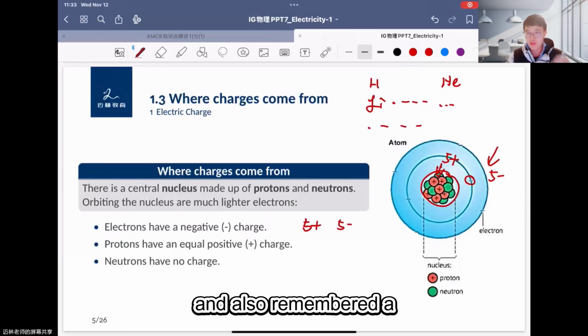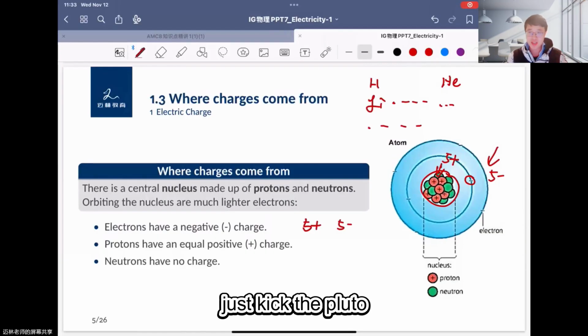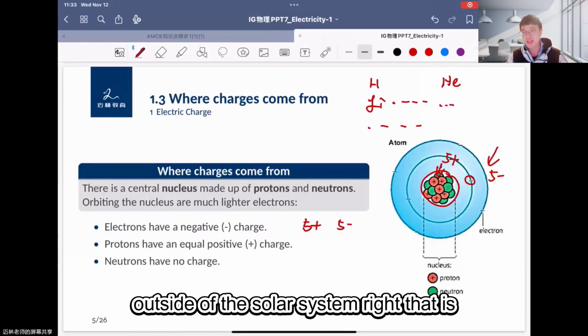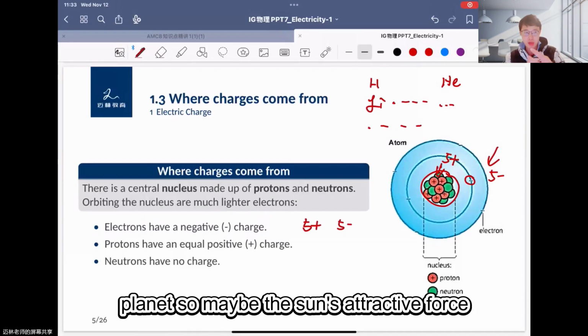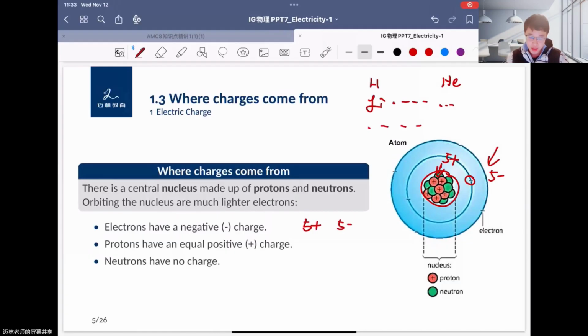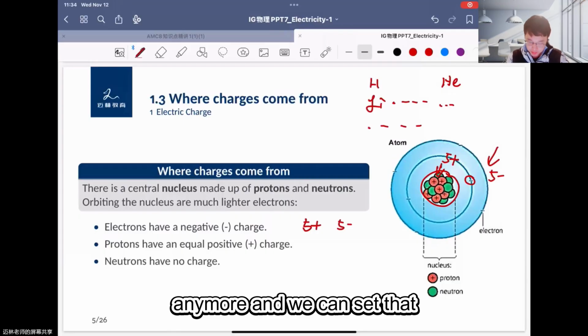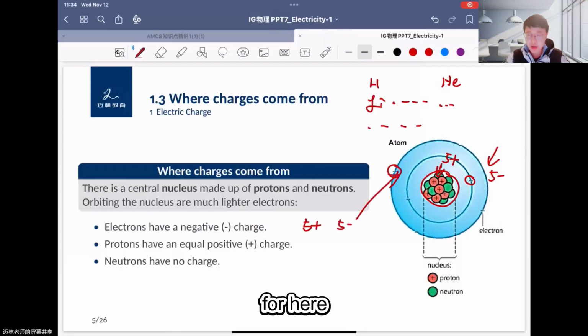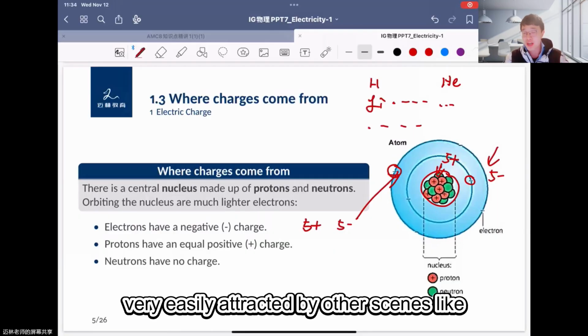Okay, I also remember a story: do you know that the scientists just kicked Pluto outside of the solar system, right? This is because Pluto was attracted by another planet. So maybe the sun's attractive force is not very big for Pluto. So we said that Pluto is not a planet anymore, and here we can say electrons are just like Pluto, okay? They can very easily be attracted by other things.